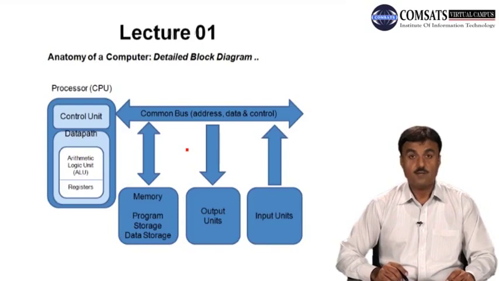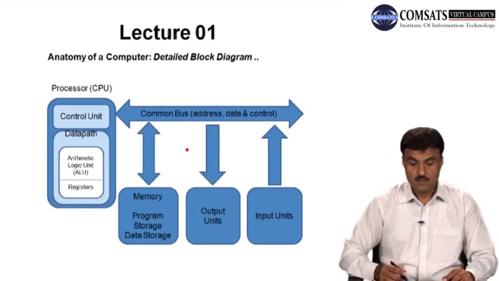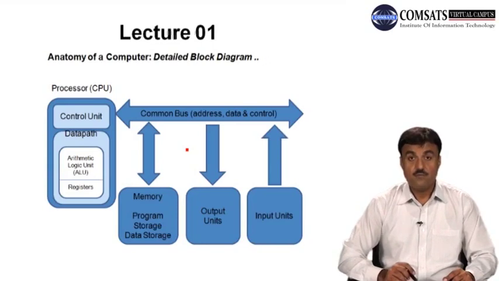These three buses provide connectivity between different devices and the microprocessor. These devices include input devices, output devices, and the memory, connected to the central processing unit. We discussed the data bus. The data bus is bidirectional and carries information between the microprocessor and other units.